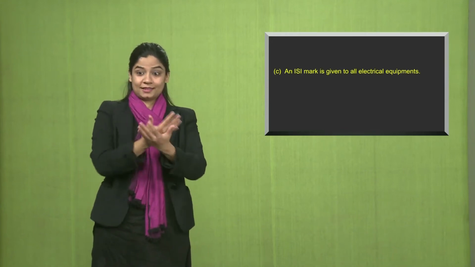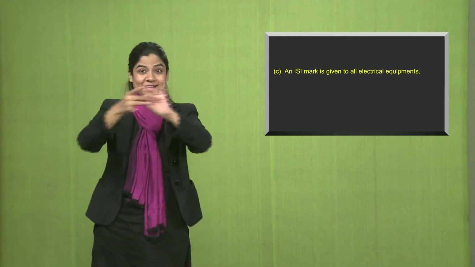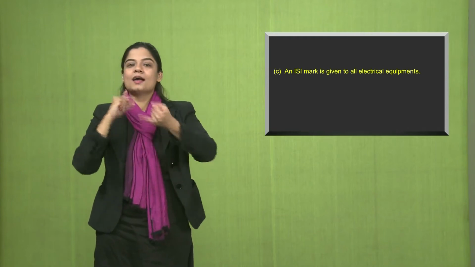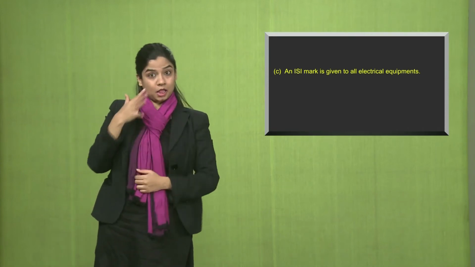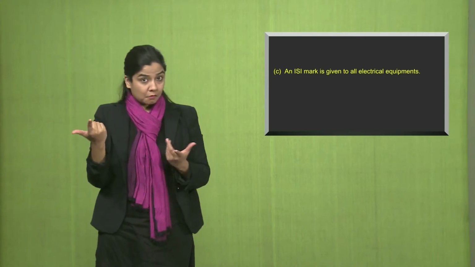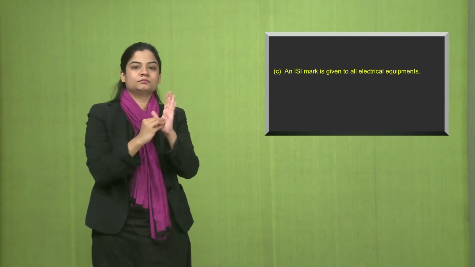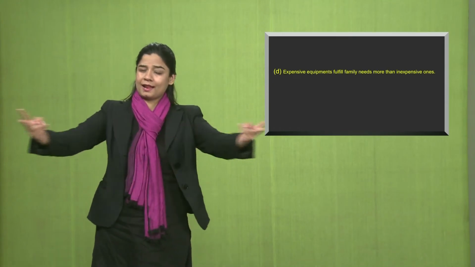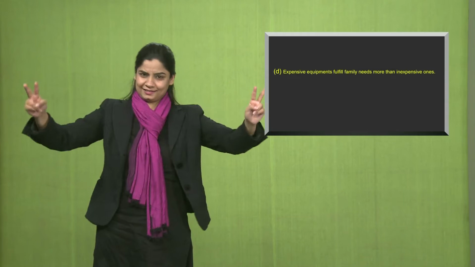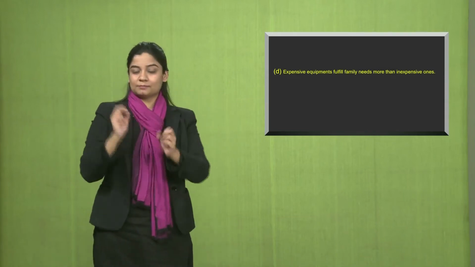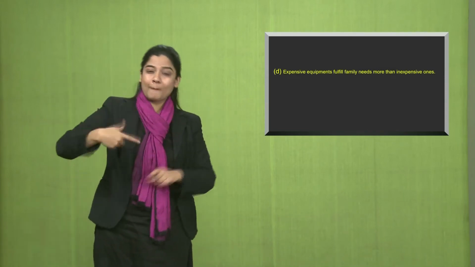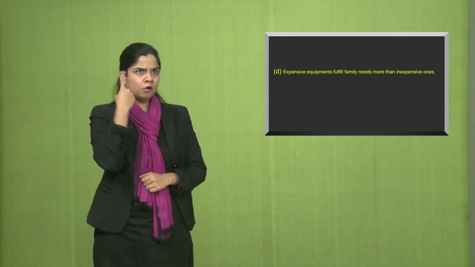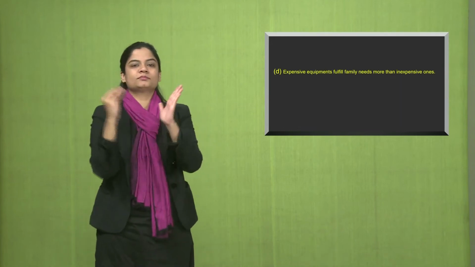Third statement. Electrical equipments that are bought with an ISI mark are good ones. Is it important to have that? Right or wrong? Fourth question. Expensive equipments fulfill the family needs more than the inexpensive ones. Only expensive ones do that. Do you think that's true or false? Write down your answer.